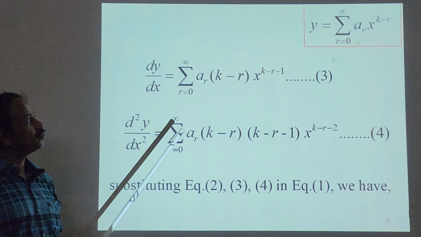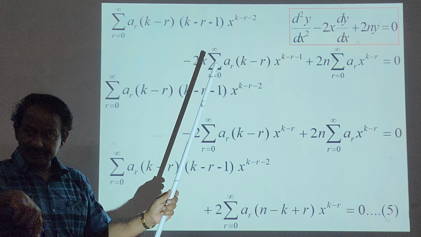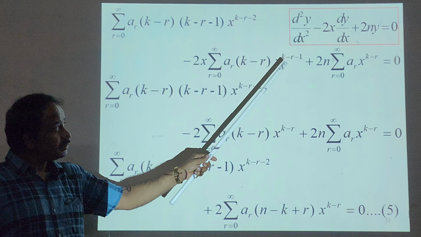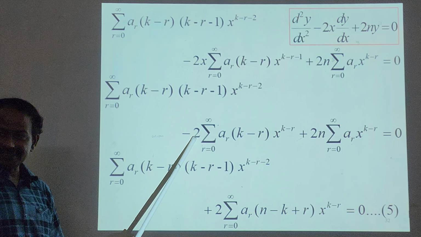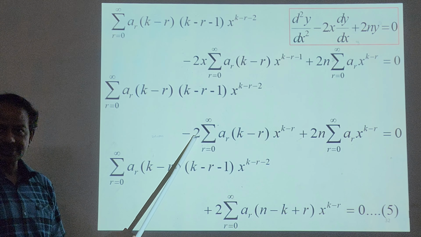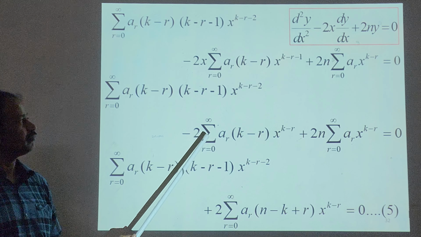Now I am going to keep this term as it is. Here you have x to the power 1, and here x to the power minus 1. So both will get cancelled. I repeat, here you have x to the power 1, correct? And here you have x^(k−r−1). I can separate that into x to the power minus 1. That x to the power minus 1 and this x to the power 1 will get cancelled. You will have no x in the second term. Okay, simple. And you have 2n as it is. This term is as it is.